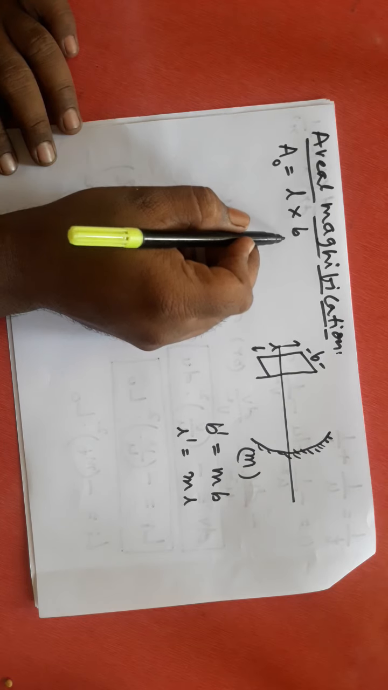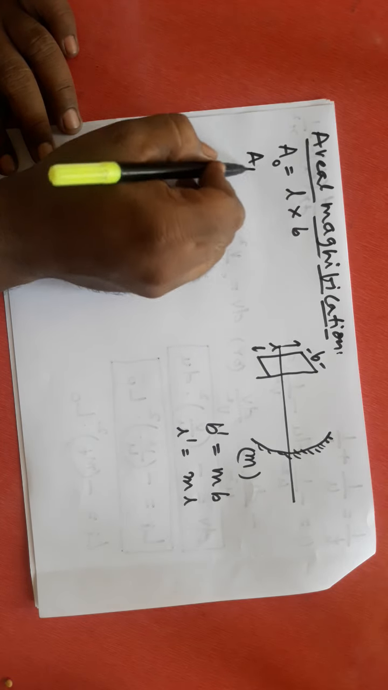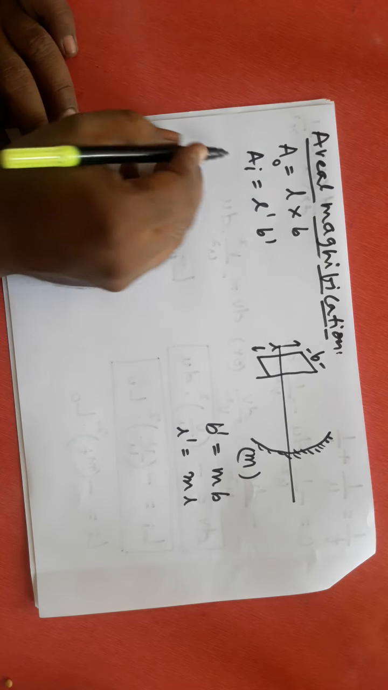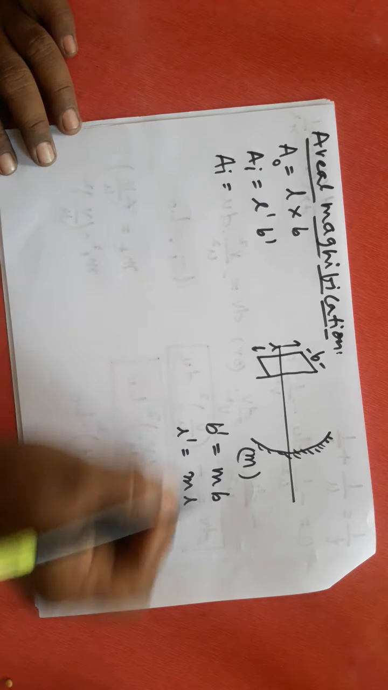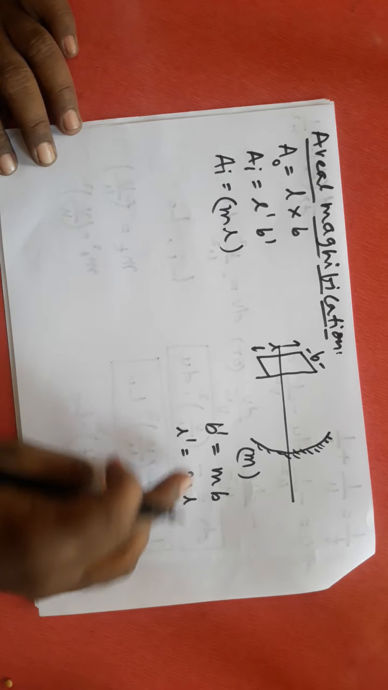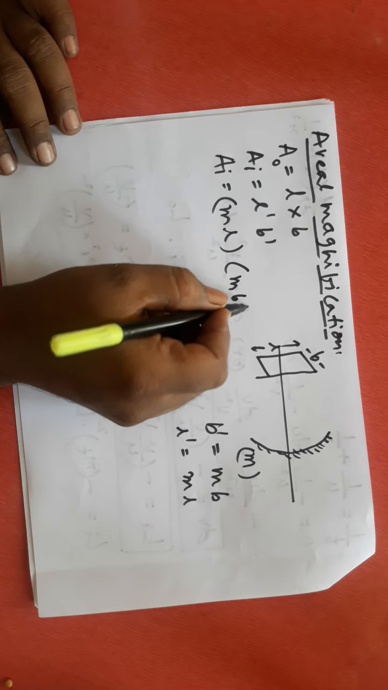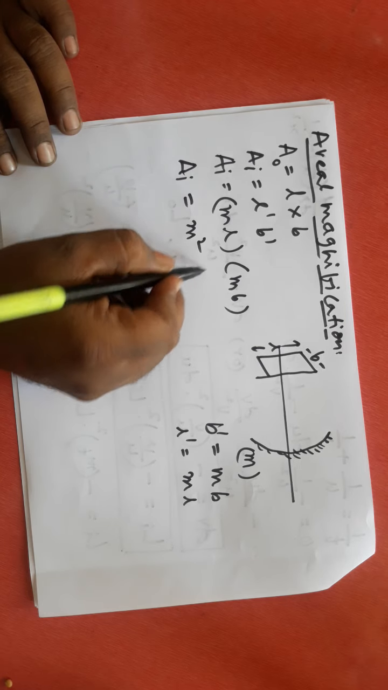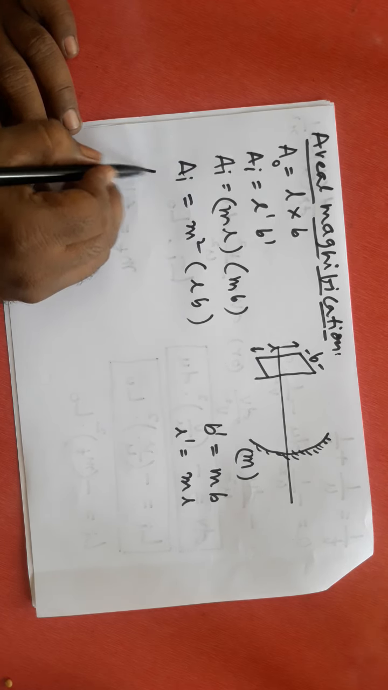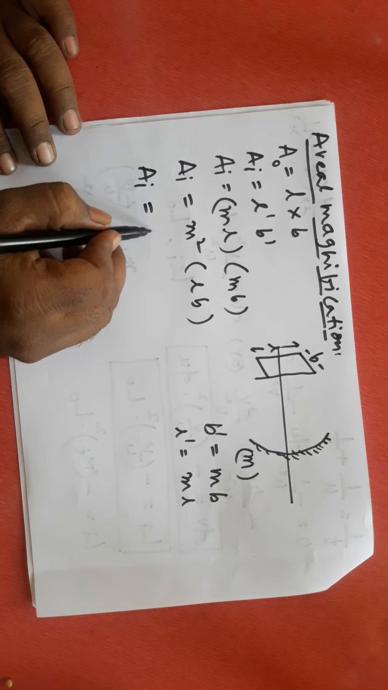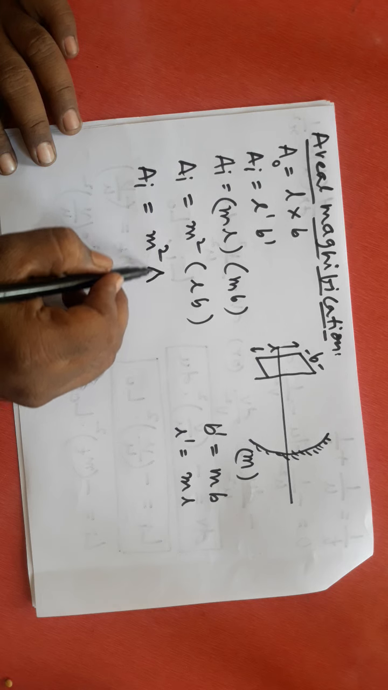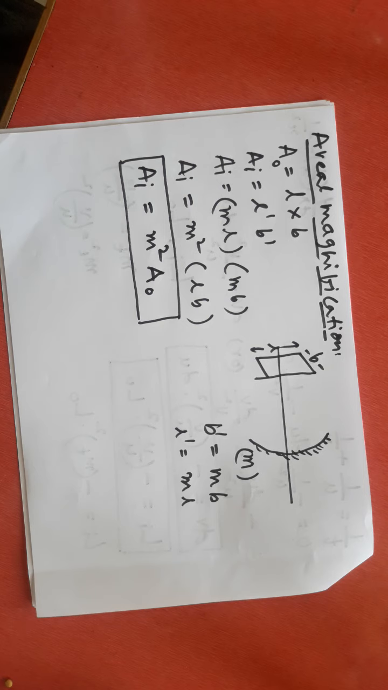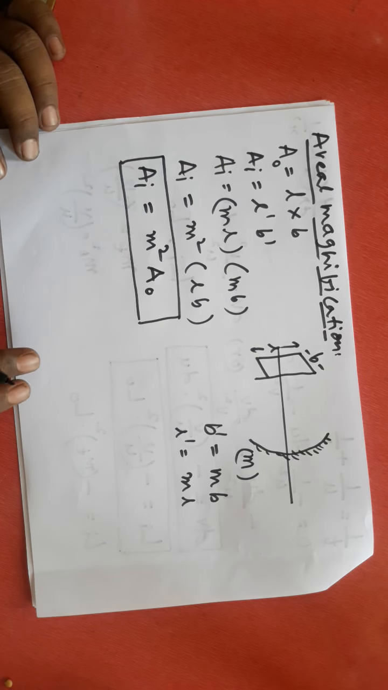Okay, this is the length of the object. Then the area of the image will be L' into B', where L' is nothing but m into L, and B' is nothing but m into B. Then the area of the image is m squared into LB. So the area of the image is equal to m squared multiplied by the area of the object. This is how we will find the area of the image.